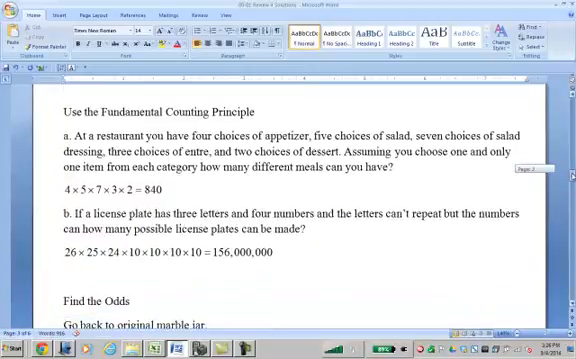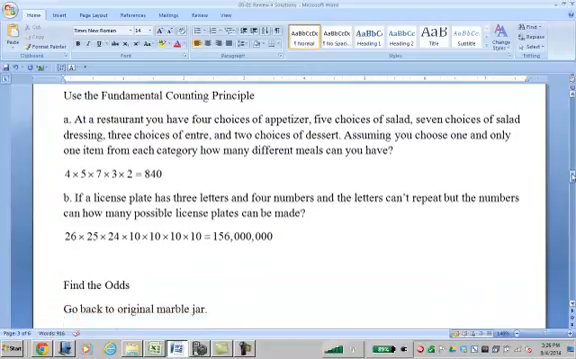The license plate problem: 3 letters and 4 numbers. The letters can't repeat, but the numbers can. How many possible license plates? Well, the numbers you can have 9999 or 7777 or whatever. So for each number, your choices are 10, 0 through 9. So 10 times 10 times 10 are the choices you have for the numbers, but you can't repeat the letters. So it's 26 times 25 times 24 times 10 to the 4th, and that all works out to 156 million.